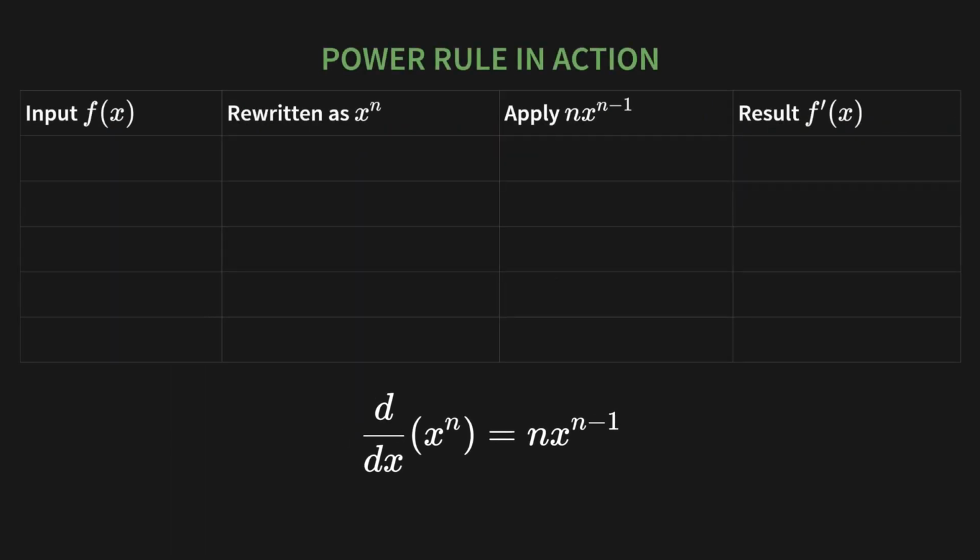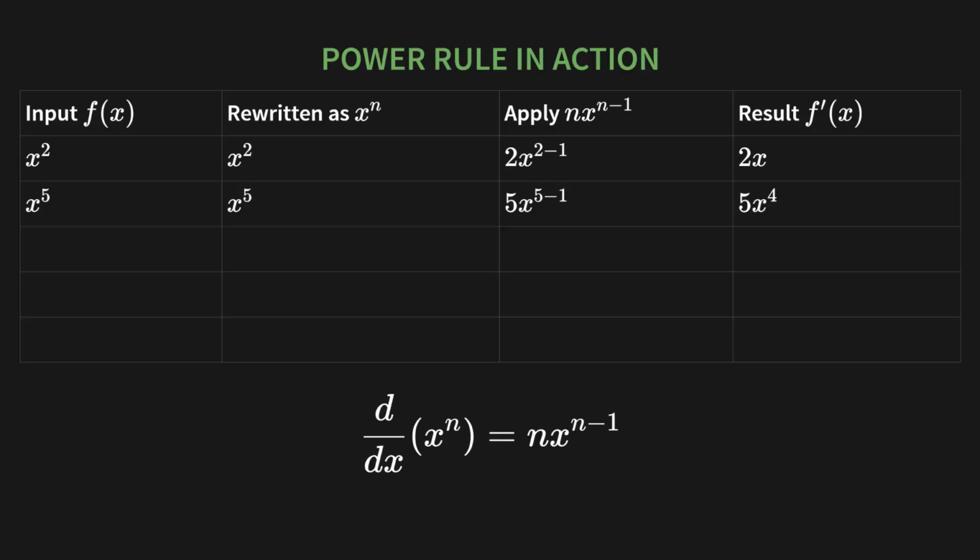Let's see the power rule in action. First up, our input function is x squared. That's already written as x to the power of n. So we apply the rule, n times x to the n minus 1. The 2 comes down in front, so we get 2 times x to the power of 2 minus 1. The result? 2x. Simple. Next one, x to the 5th. Same process. The 5 comes down in front, giving us 5 times x to the 5 minus 1 power. The result is 5x to the 4th. You're getting the hang of it.